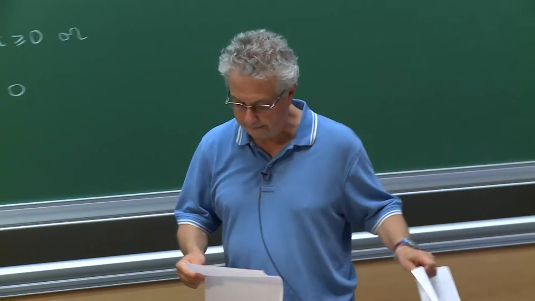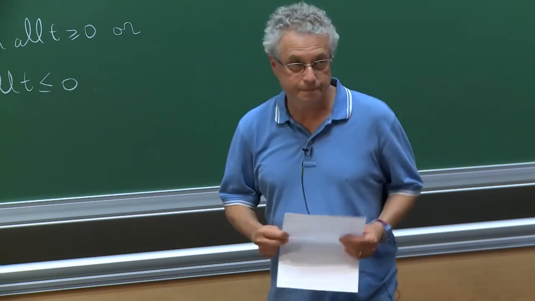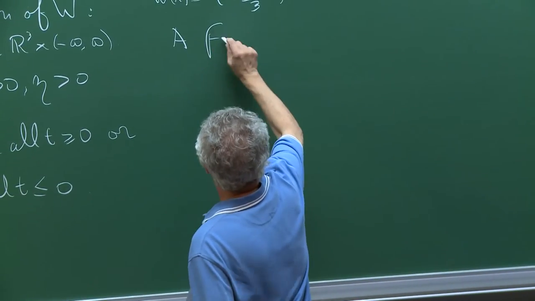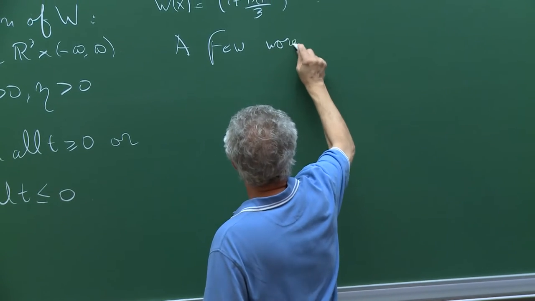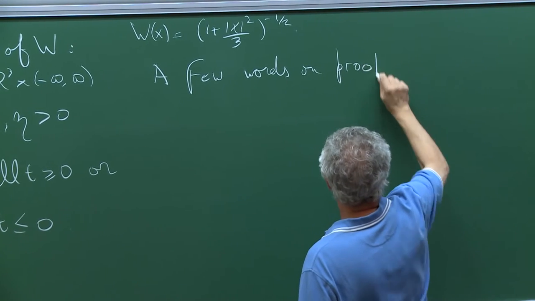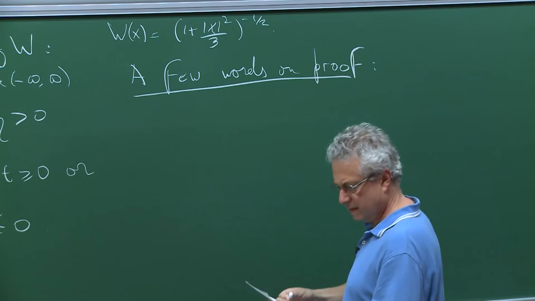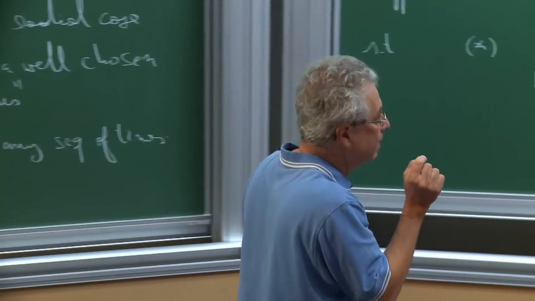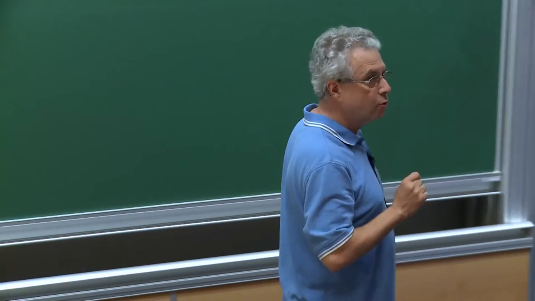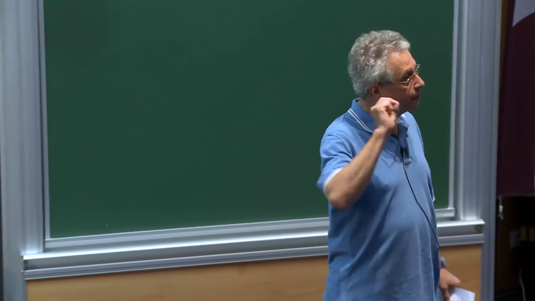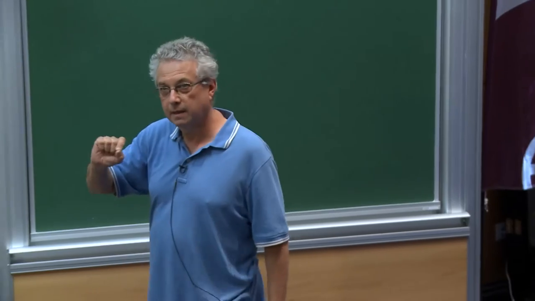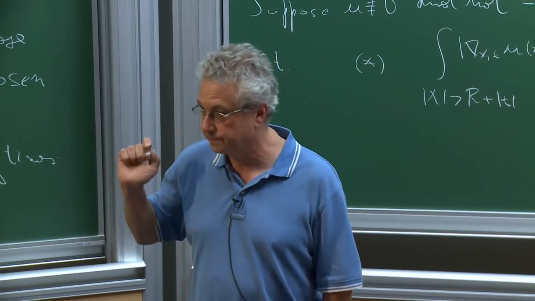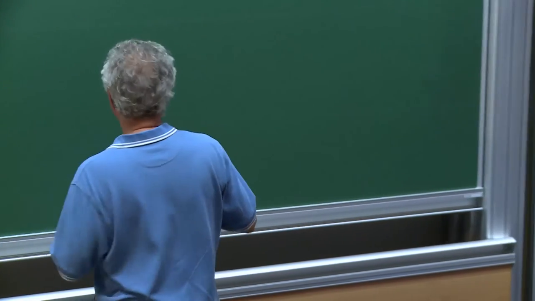So let me just say a few words about the proof of this thing. Our proof relied on a basic fact about radial solutions of the linear wave equation in 3D. This is a basic fact that could have been proved by d'Alembert. So it's a completely elementary fact. So I'll write what the estimate is.